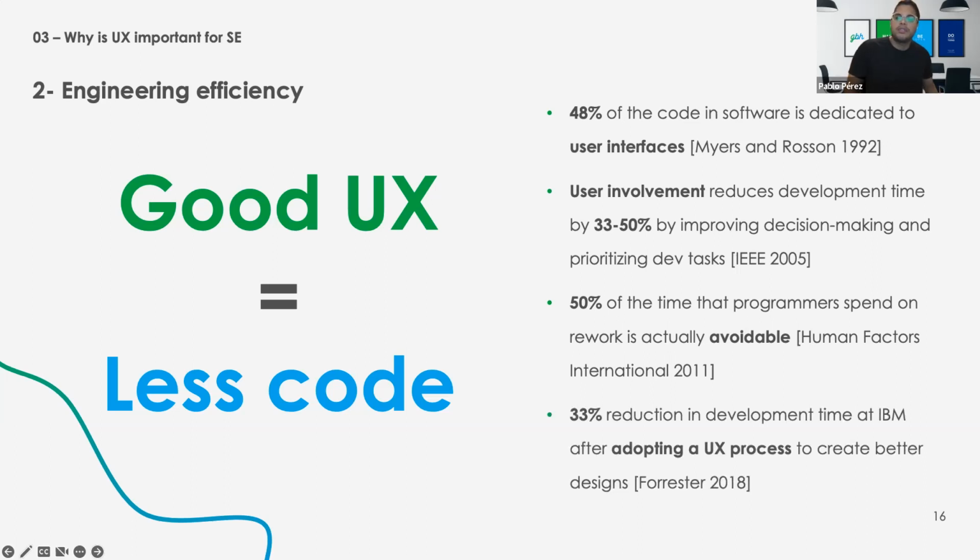And a 33% reduction in development, I'm sorry, was experienced at IBM after adopting a UX process to create better designs. This is an experiment that IBM ran. They tried to match the ratio of designers and engineers to the golden ratio, 1 for every 8. And they hired more than 1,000 designers and ran for a couple of years this UX process to make their software better, and they measured a 33% reduction in development.